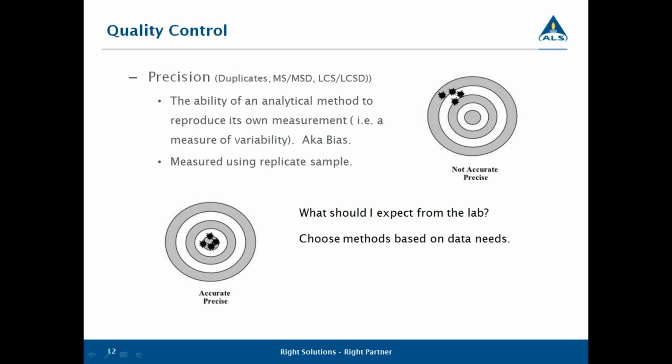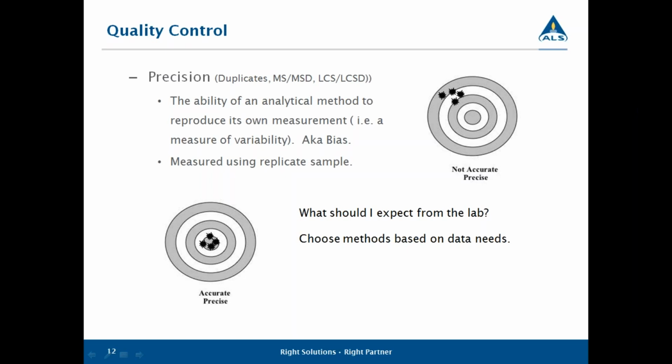However, we're pretty far away from the bullseye, so we're not very accurate here. And in terms of precision, the quality control parameters we use to determine precision are duplicates. By duplicates, I mean we're analyzing samples twice, or matrix spikes and duplicate matrix spikes, LCSs and duplicate laboratory control samples, where we're taking those quality control parameters and doing them twice. And I'll show you a little bit later how that kind of kills two birds with one stone.